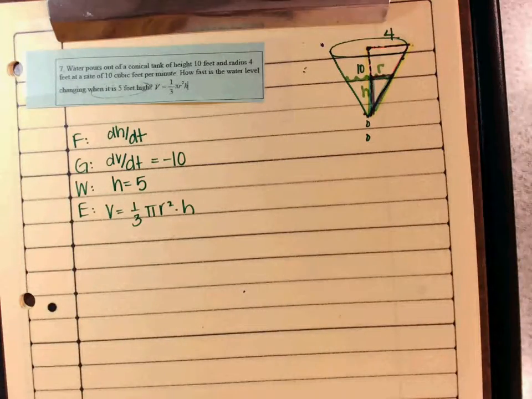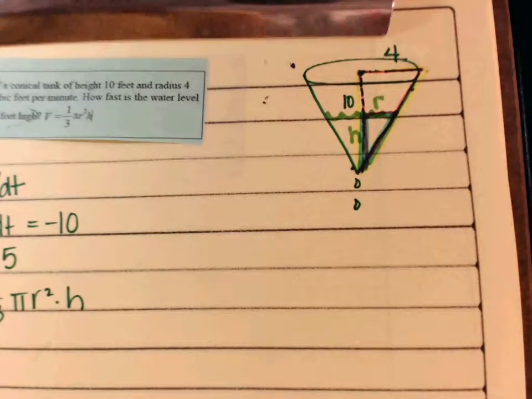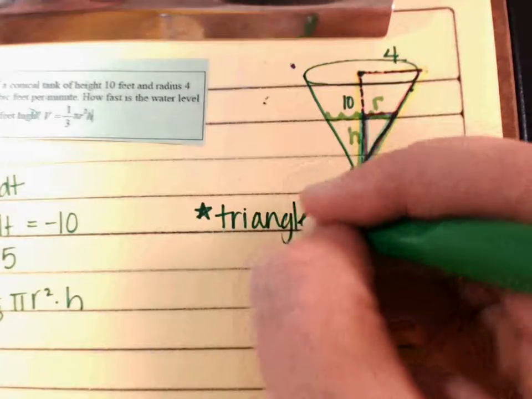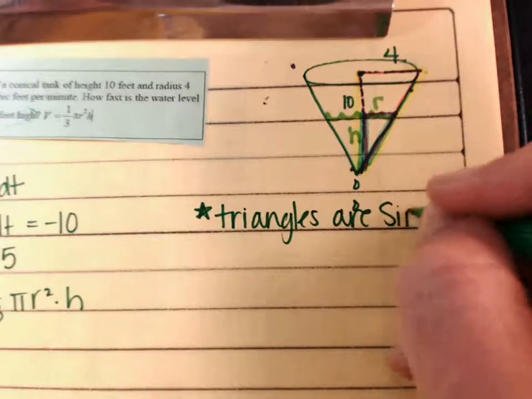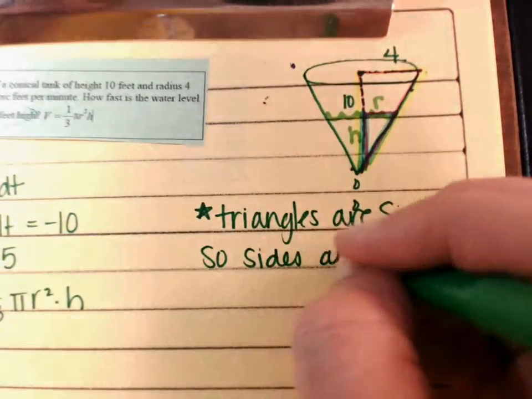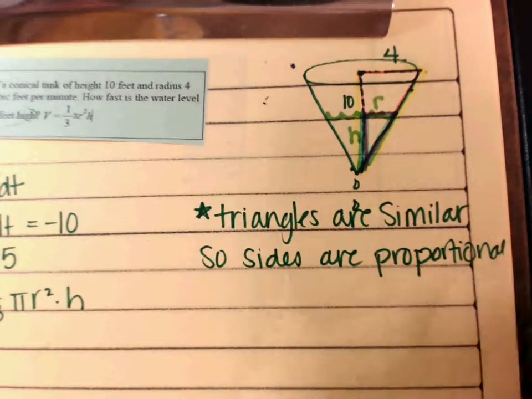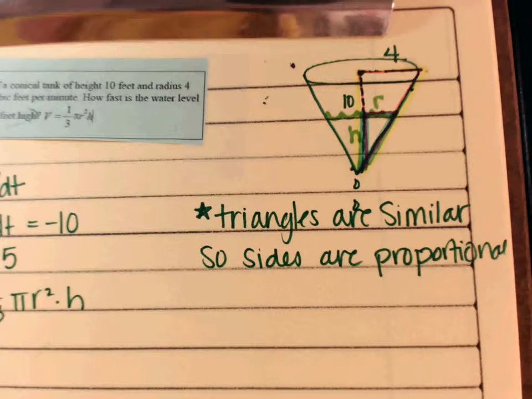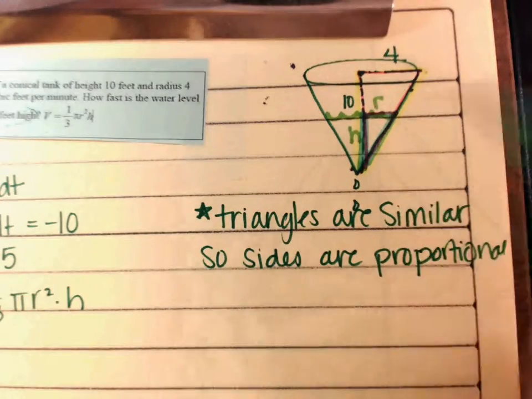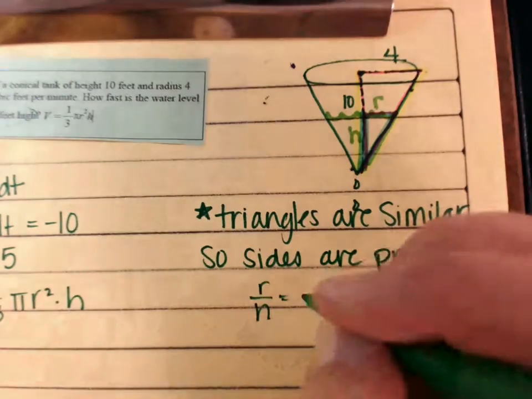So that means that I can set up a proportion. The triangles are similar is the technical word. So the sides are proportional. So look, I'm going to set this up. Look, R over H equals what? 4 over 10. Very good.